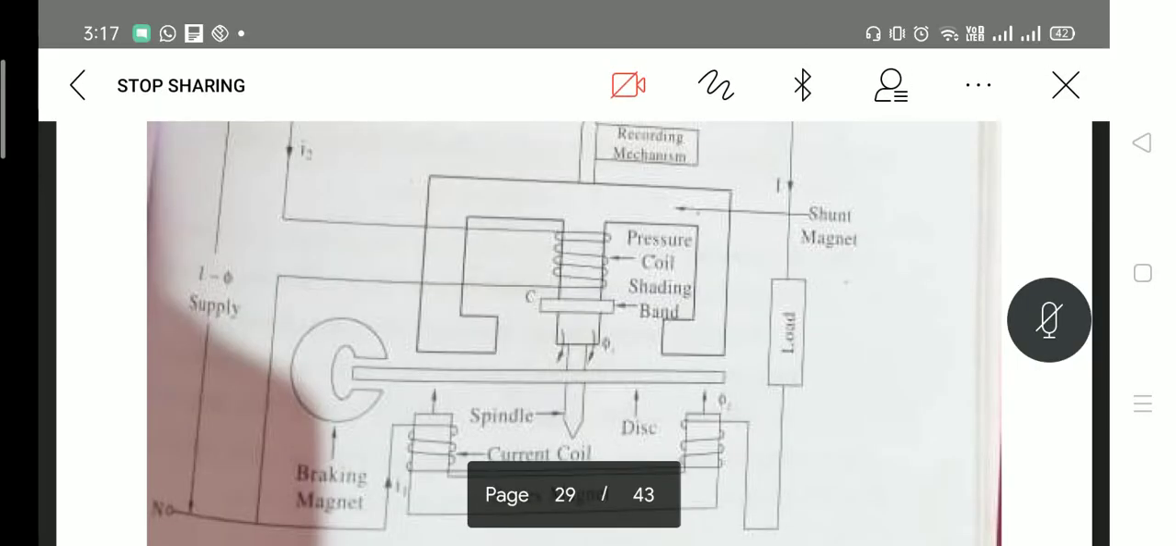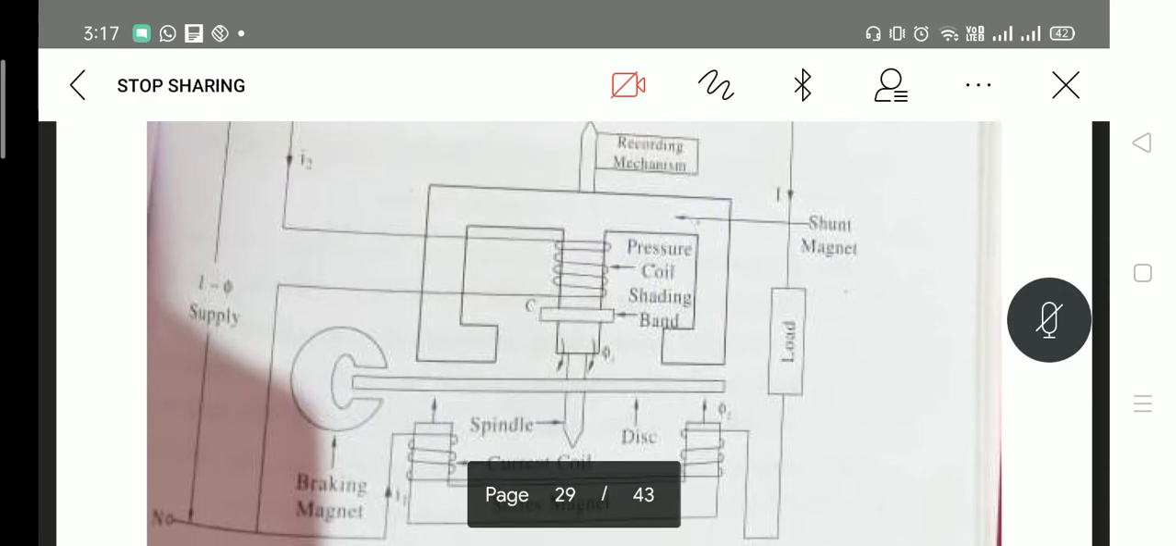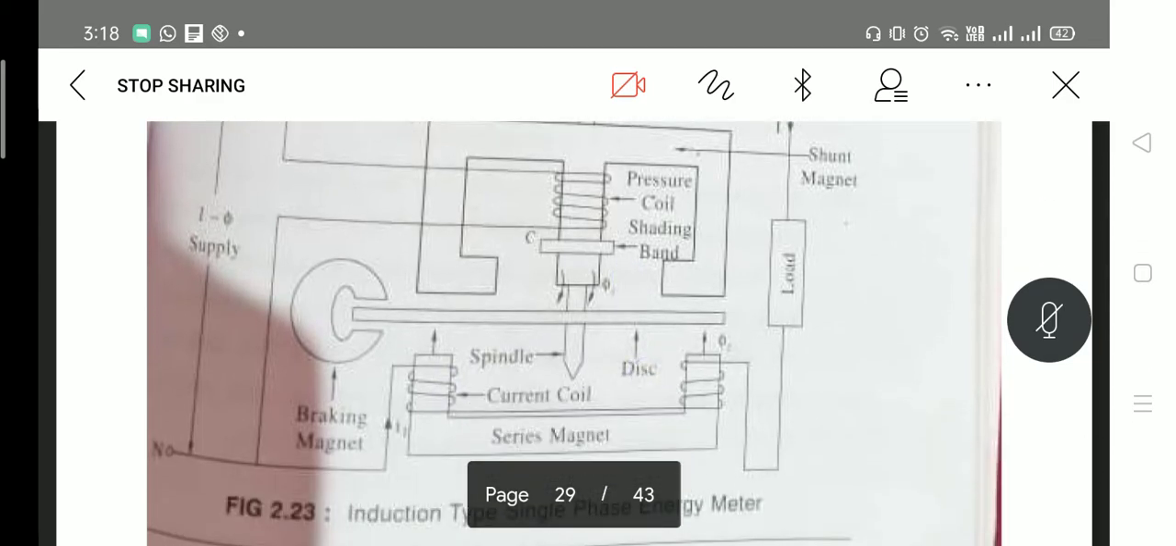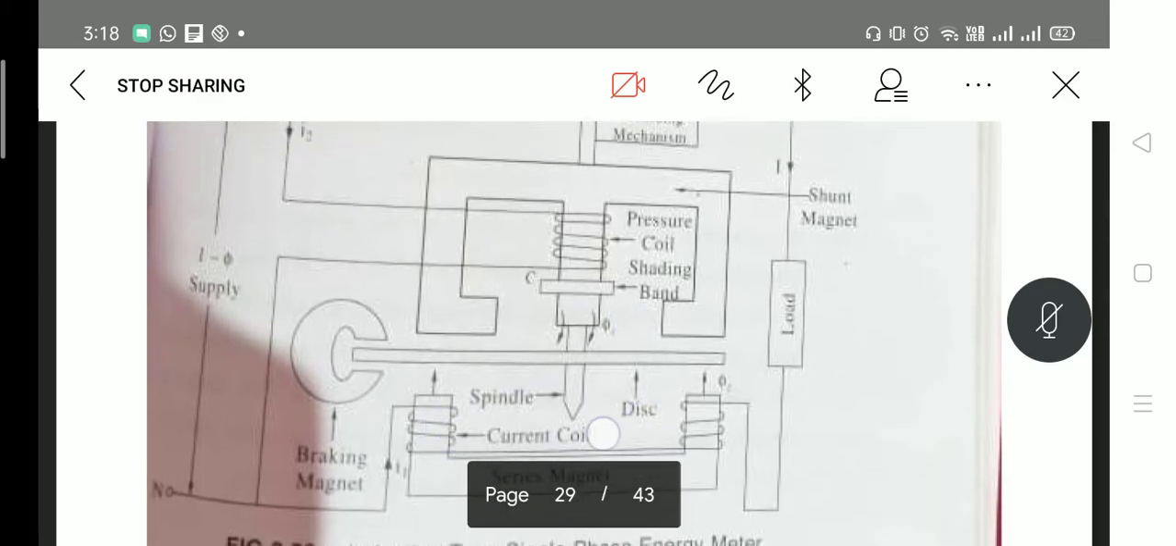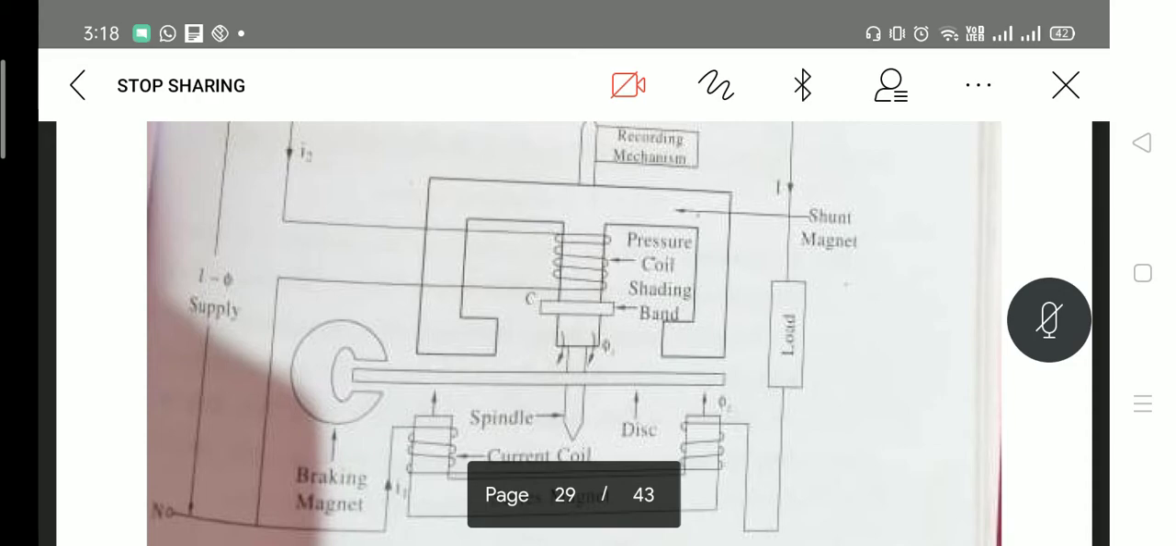These are the four parts in the energy meter. One is the driving system, another is the moving system, third is the braking system, and fourth is the registering system. First, the driving system consists of two electromagnets, one is the series magnet and the other is the shunt magnet. The series magnet is connected with a U-shaped laminated core, and the shunt magnet has an M-shaped laminated core. The laminations are silicon steel material.